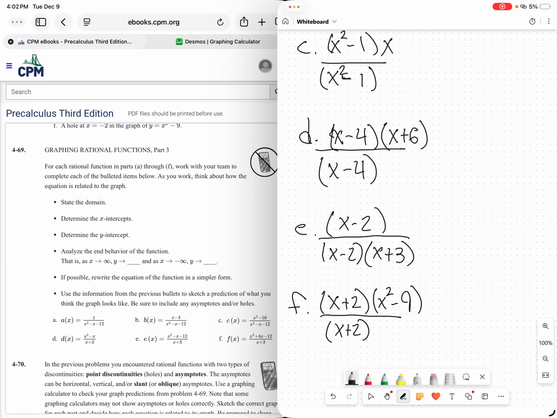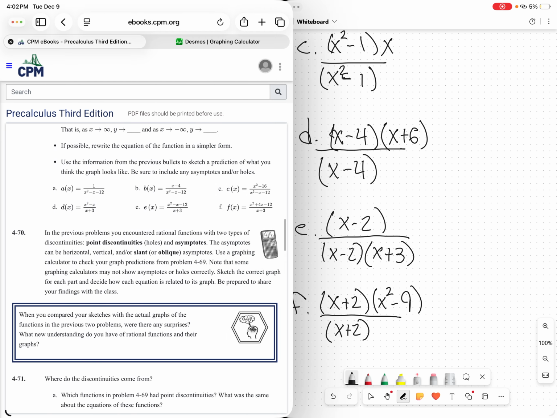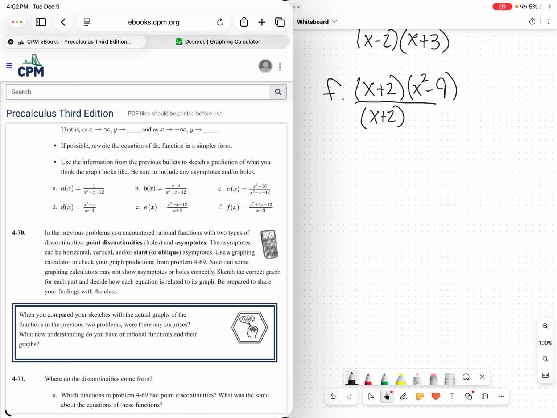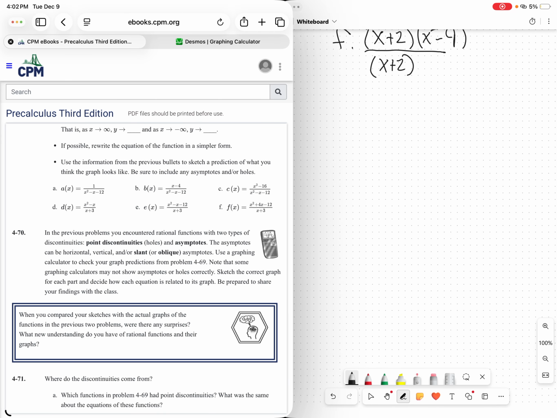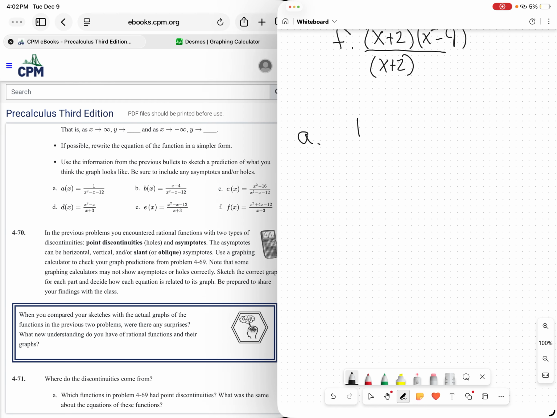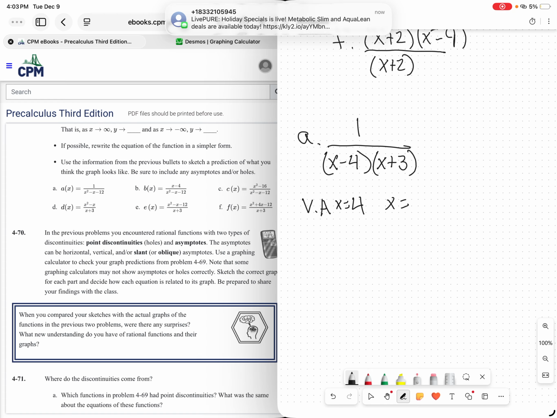Okay, for each rational function in parts A through F, work through and complete the bulleted items. So state domain, range, end behavior, all the things. So let's look at these. Okay, A, we have 1 over, and I'm going to go ahead and factor this. So this is going to be x minus 4, x plus 3. This is going to give us vertical asymptotes at x equals 4 and x equals negative 3.